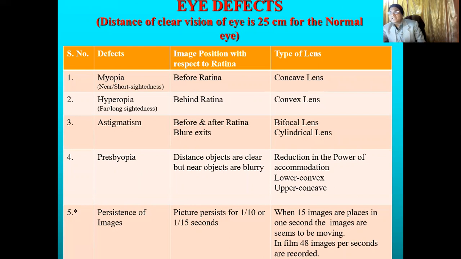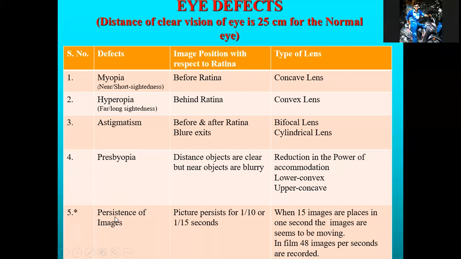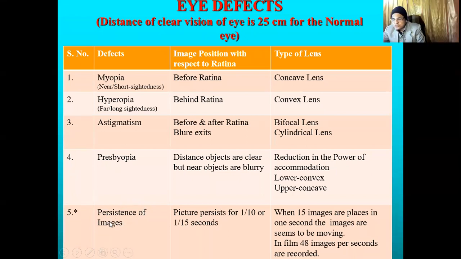Now, in the previous classes, you have seen the eye defects. These eye defects are myopia, hypermyopia, astigmatism, and presbyopia. And another is not a defect, but is important for us. This is the persistence of the image. So the eye defect is myopia. What is myopia? Near or short-sightedness, means the light is focused before the retina.